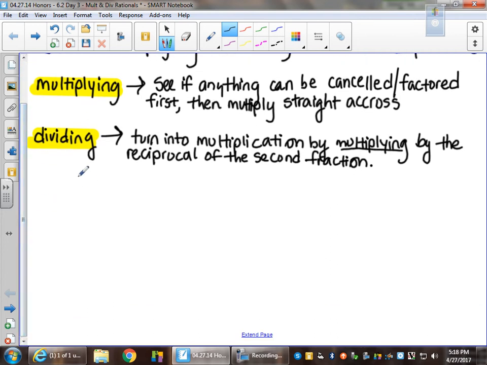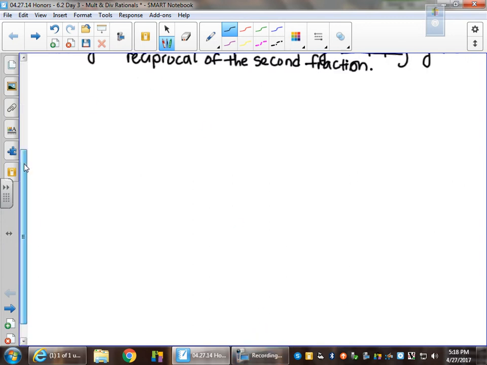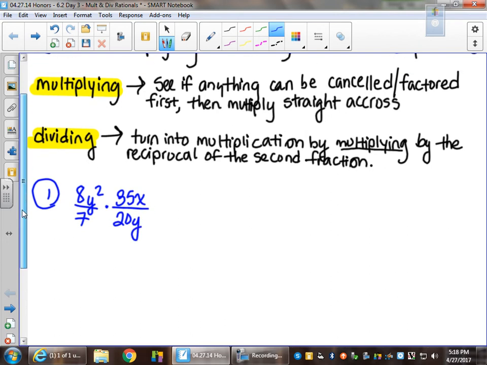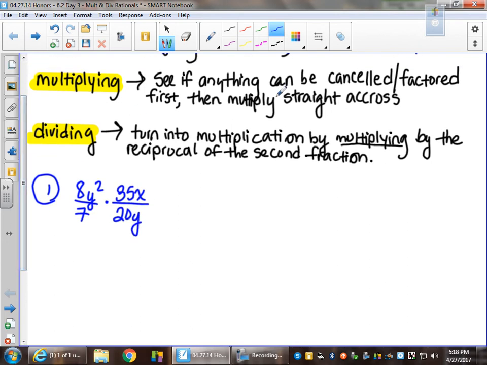The best way to learn this is to practice, so let's get right into our first example. Number 1, 8y squared divided by 7 times 35x divided by 20y. So this is multiplication. Let's read what we wrote. See if anything can be canceled or factored first, then multiply straight across.